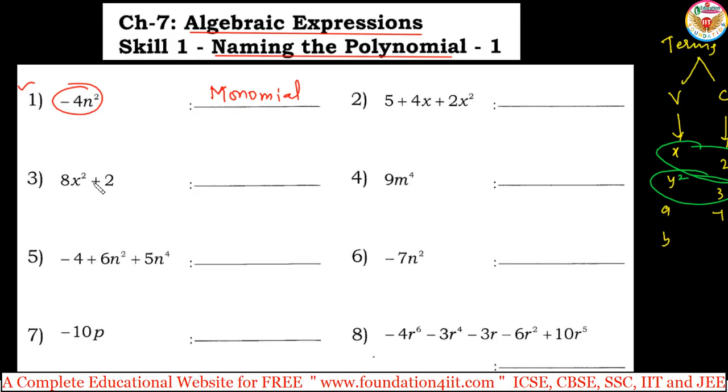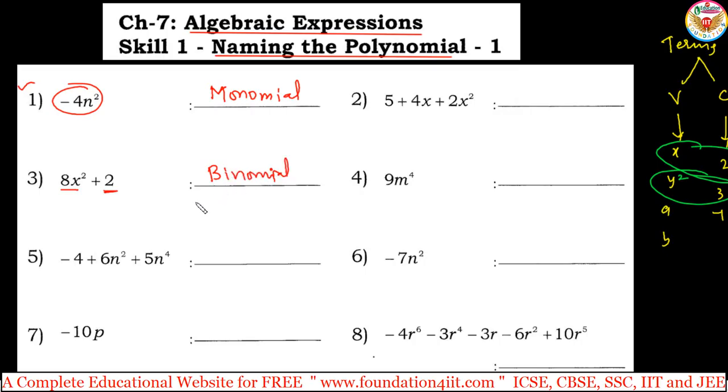And then there are two terms. 8x square is one term and plus 2. If there is no variable, imagine just x to the power 0. Even a single constant is also one of the terms. Only a single variable is also one of the terms. So terms are separated with plus or minus symbol. 8x square is one term, 2 is another term. Two terms combined, this expression is a binomial.